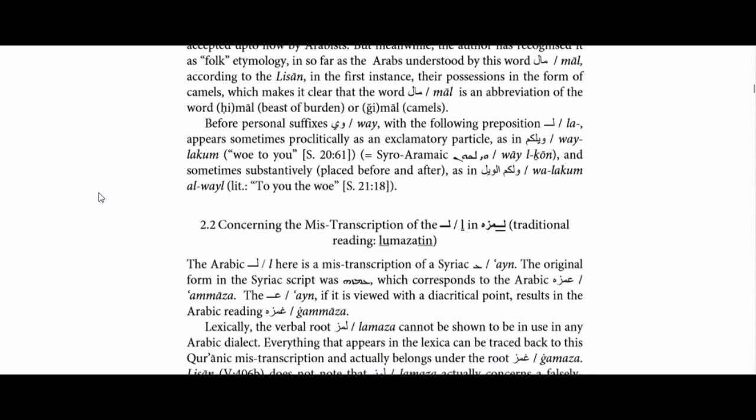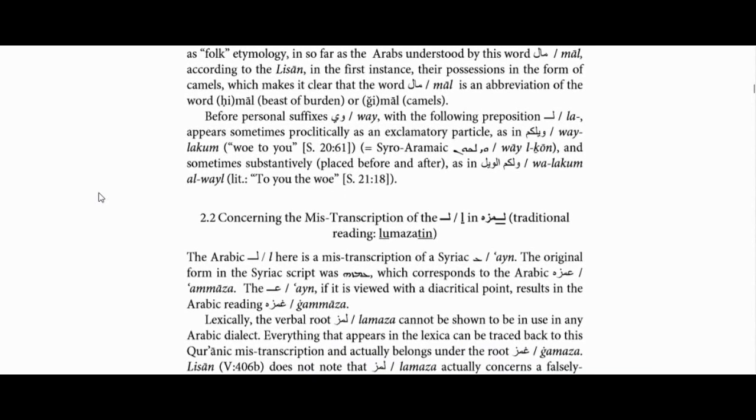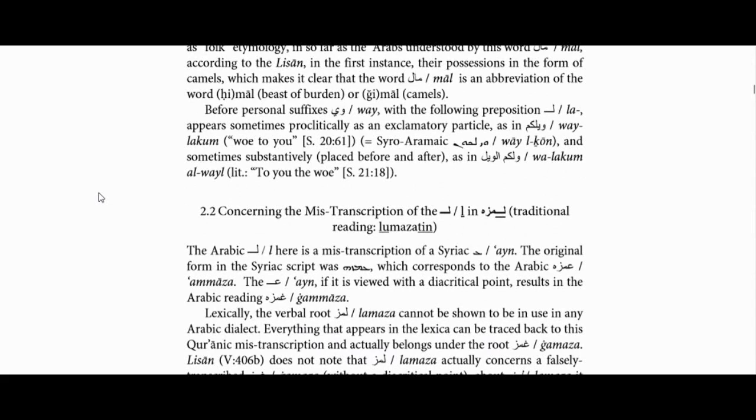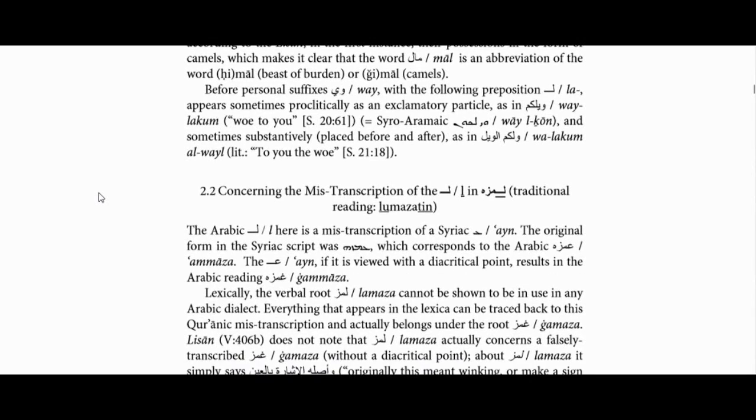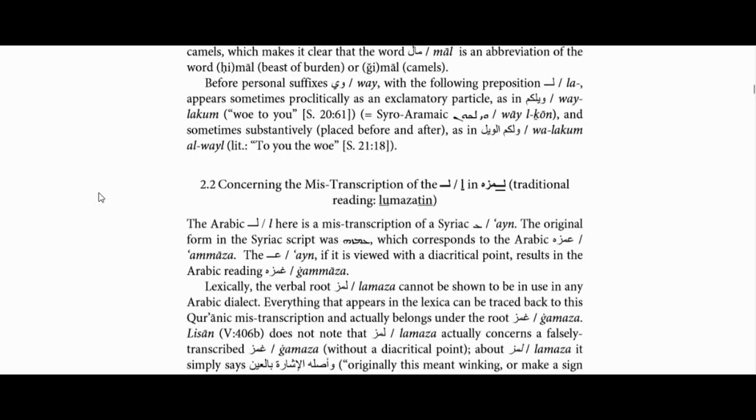Before personal suffixes, way, with the following preposition la, appears sometimes proclitically as an explanatory particle, as in way lakum, woe to you, Surah 20:61, which is the same as the Syro-Aramaic way lakon, and sometimes substantively placed before and after, as in wa lakum al-wail, literally to you the woe.